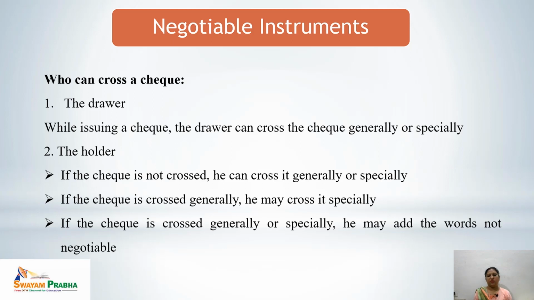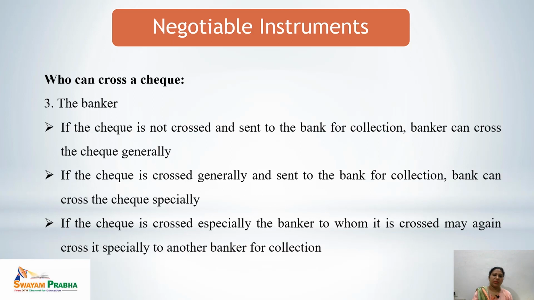The holder of the check, if the check is not crossed, can cross it generally or specially. Say I got the check, it was a bearer check, so I am the holder of the check, I can cross it if it was not crossed. But if the check is crossed generally, I can make it specially crossed. And if the check is crossed generally or specially, he may add the words "not negotiable" on the check.